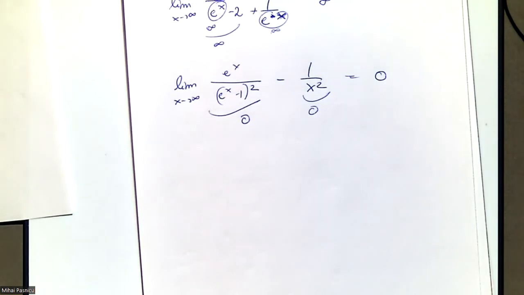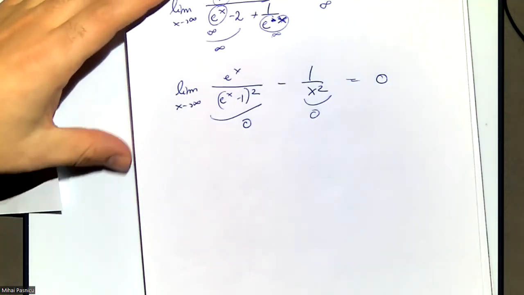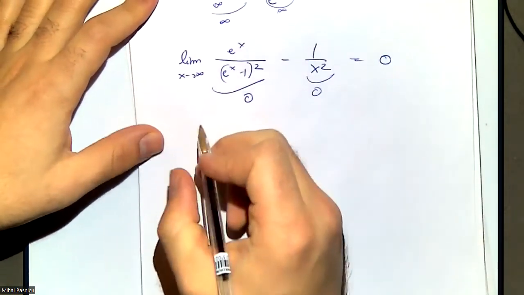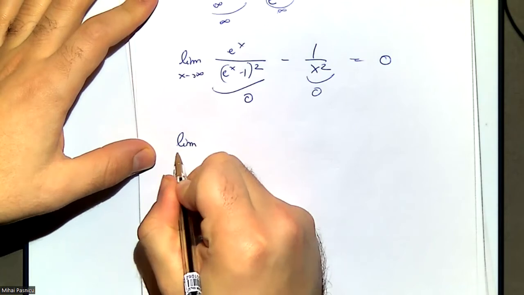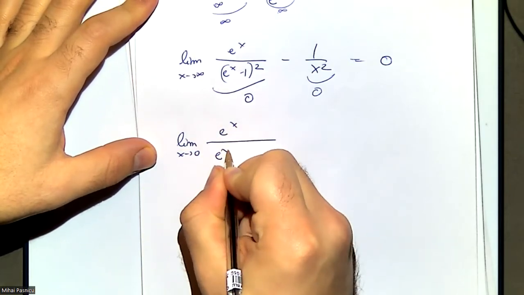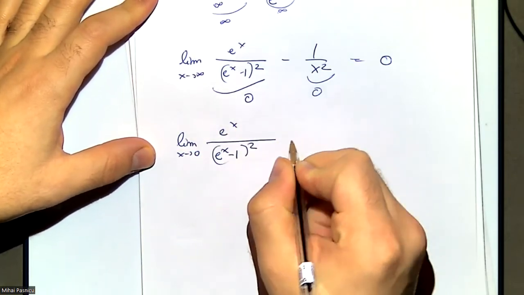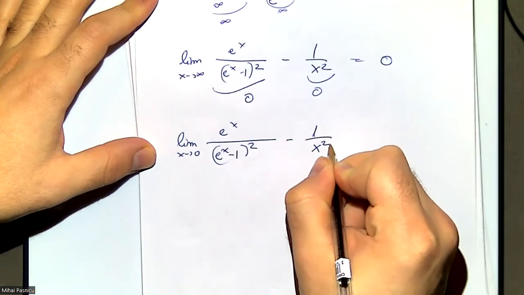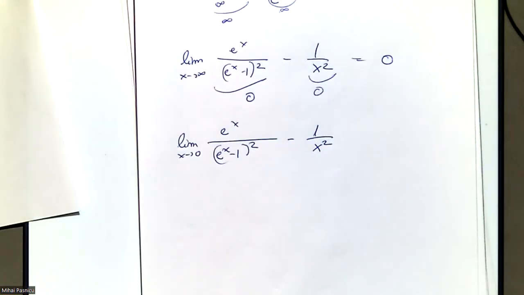No, let's see, can we even do the next one? Maybe. I actually don't know, but let's see. Can we even solve the limit as x goes to 0 of 1 over (e^x minus 1) squared minus 1 over x squared? Can we even solve this? Yeah, I think so.